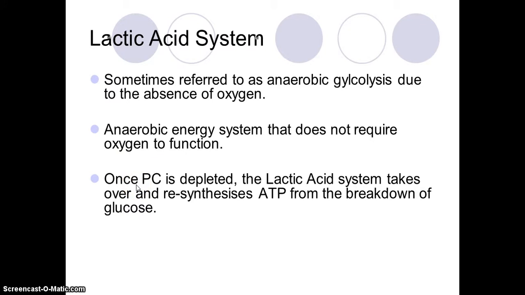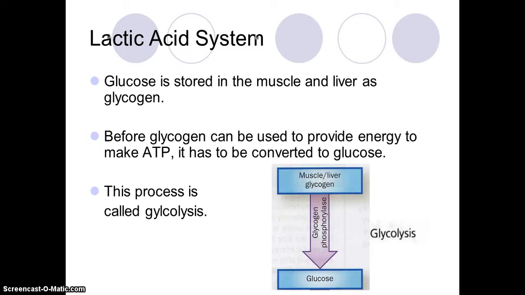So if I'm running 200 meters and my PC system runs out after 10 seconds, it is then the lactic acid system that takes over to resynthesize ATP, and this comes from the breakdown of glucose. Glucose is how the body stores carbohydrate, as glycogen, and we'll talk about that a little bit more in a later lesson. So glucose is stored in the muscle as glycogen.